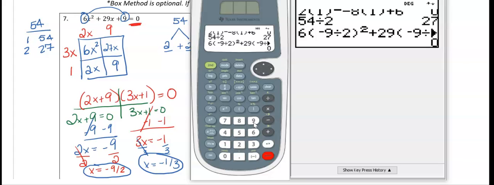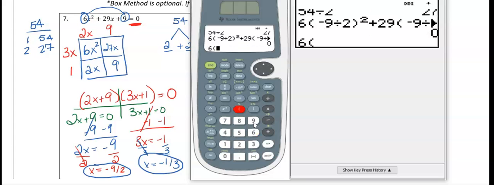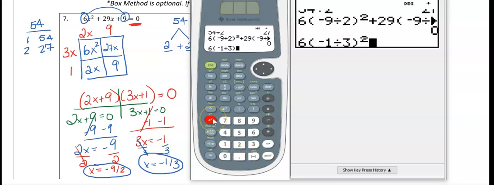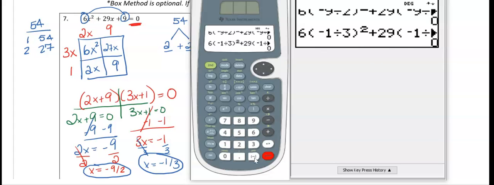Let's check -1/3. So I have 6, and instead of x, -1/3 squared, plus 29 with -1/3, plus 9. It equals 0. So those are my correct answers. All I did was take my information and plug it in to make sure I was right. I plugged it in exactly how it was written, except instead of x, I put parentheses and whatever value I found equaled x.